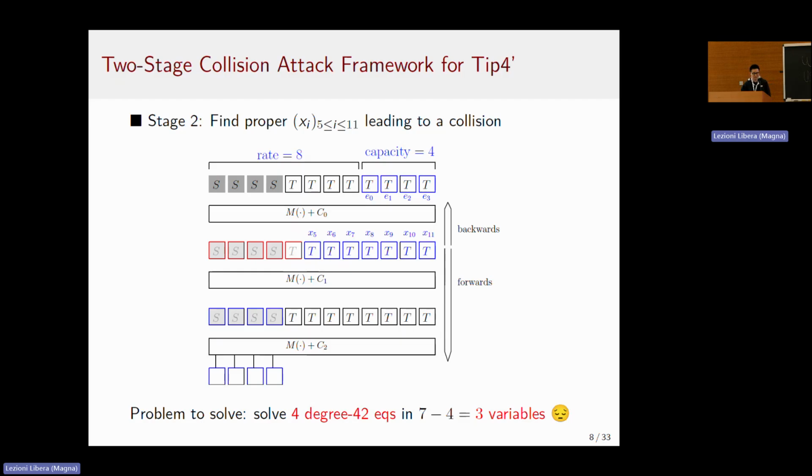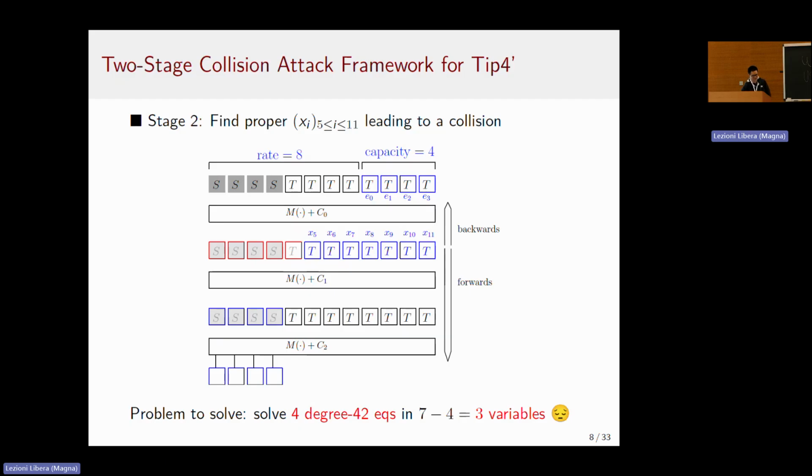So first, in the backwards direction, we need to match the inner part because it's fixed. This will correspond to 4 linear equations in these 7 unknowns. And in the forwards direction, since the S boxes in the third round are inactive, we know its output difference. So we can write the difference in the hash value as polynomials in these unknowns. And we can upper bound the algebraic degree of these polynomials as 42. A trivial bound should be 46, but we can show it's indeed 42.